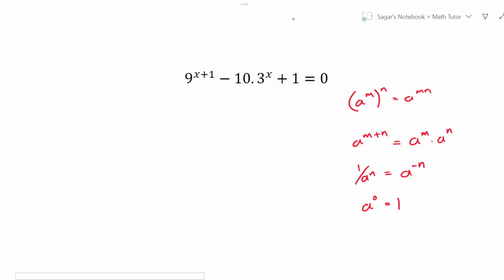The first thing we want to do is get our bases the same. We've got 9 to the power x plus 1 and 3 to the power x. We can write 9 to the power x plus 1 as 3 to the power 2 raised to the power of x plus 1. Now we further simplify.